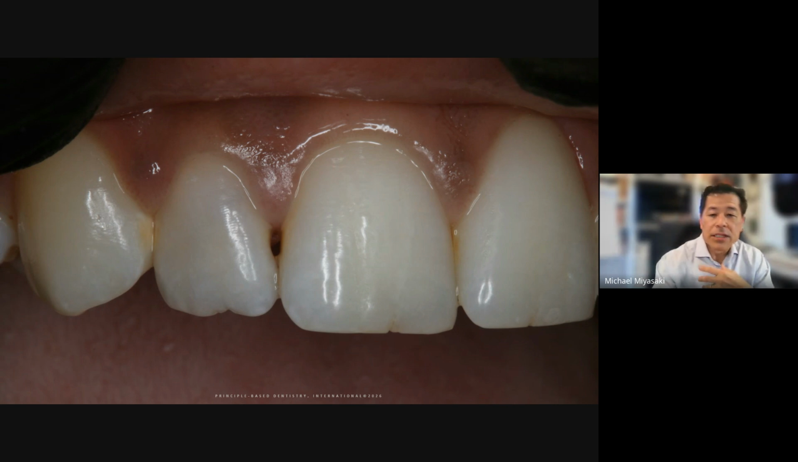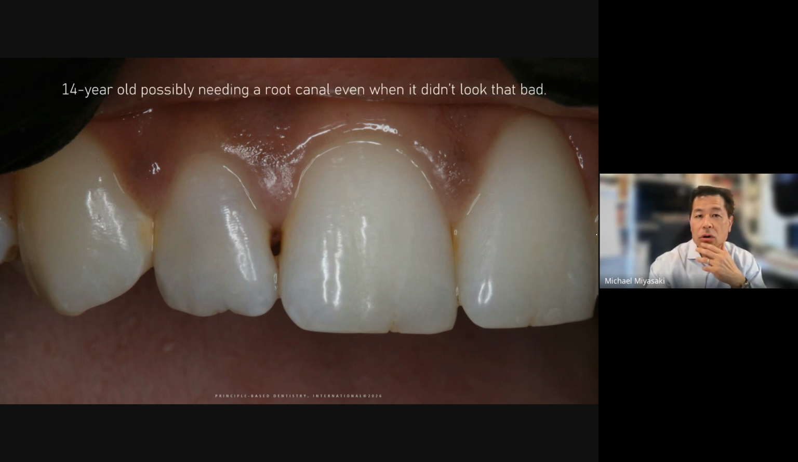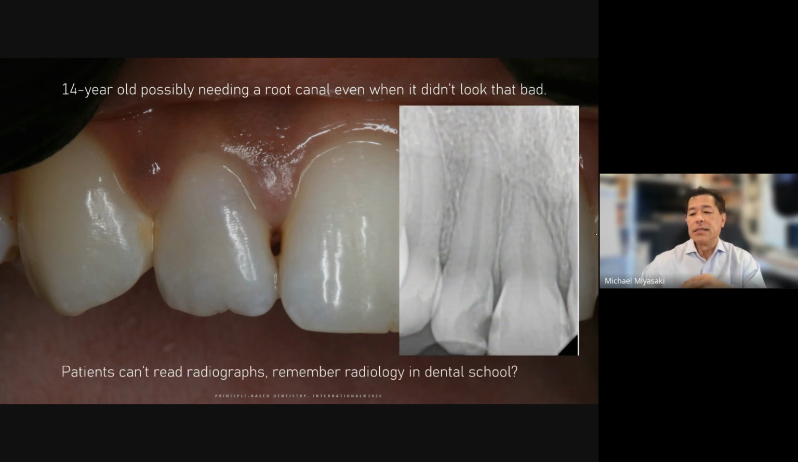So here's a patient that came in. She was a young teenager, and you look between the central and the lateral here, and you don't see a whole lot. Well, even I didn't see a lot of bad in this. And if we look at the radiograph, now we can see that there's very deep decay in the lateral. There's decay in the central incisor.